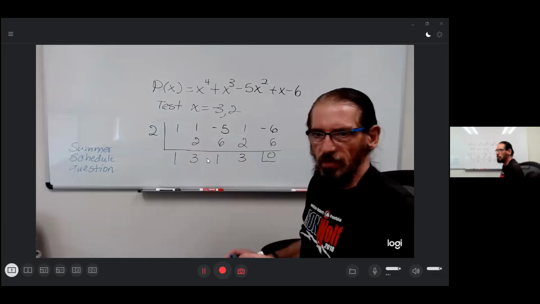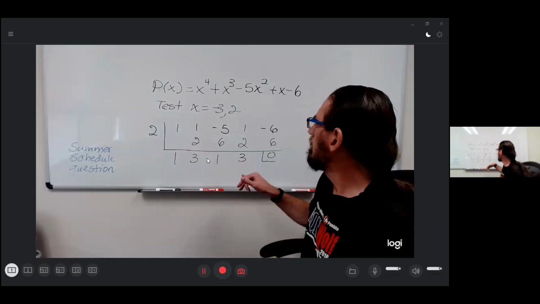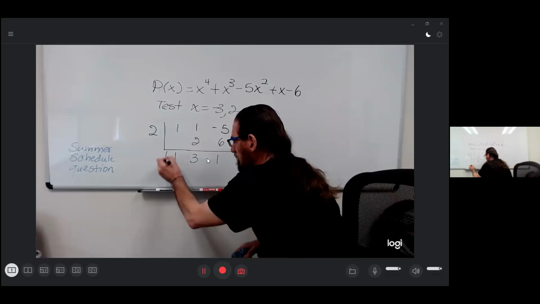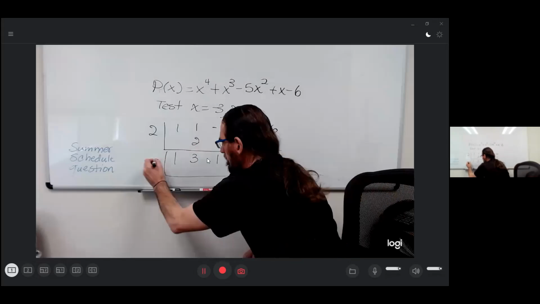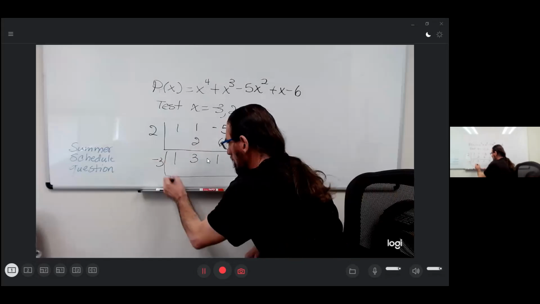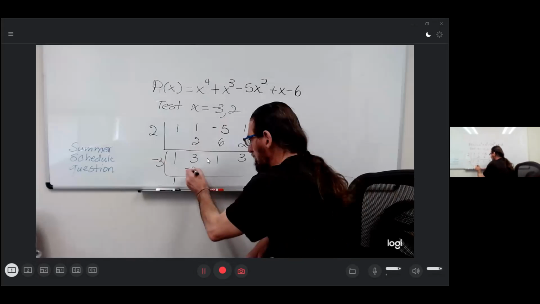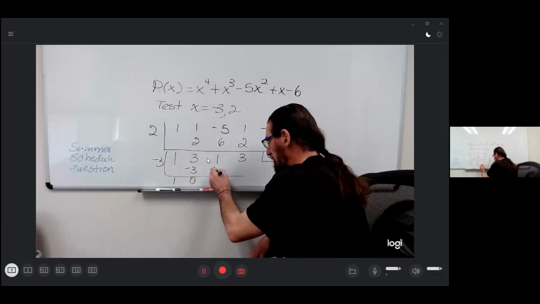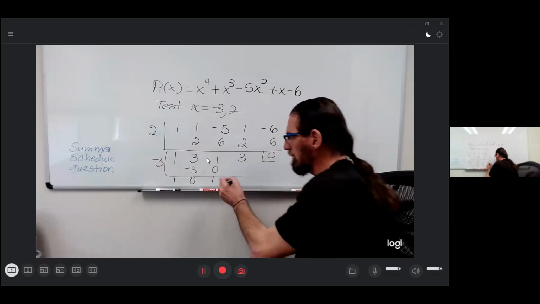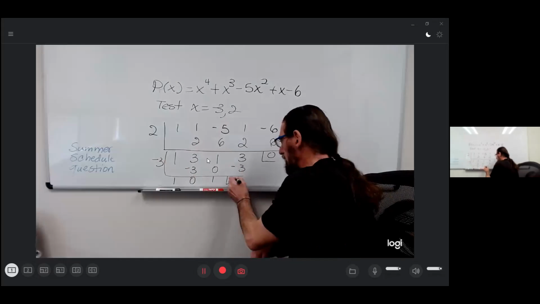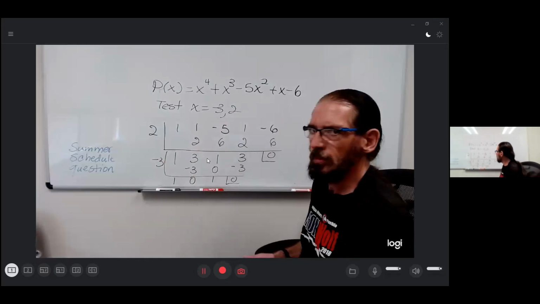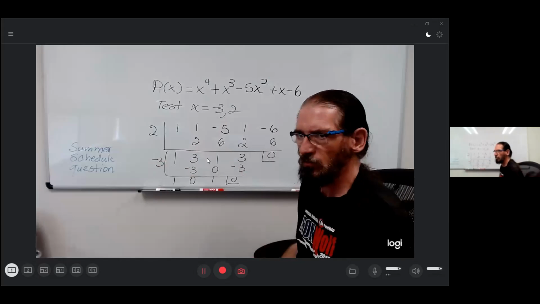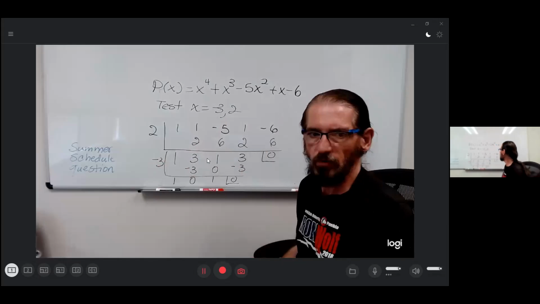Rather than return to where I started, let's now test the -3. 1, -3, 0, 0, 1, -3, and 0. So both of those are rational zeros. They are real zeros.